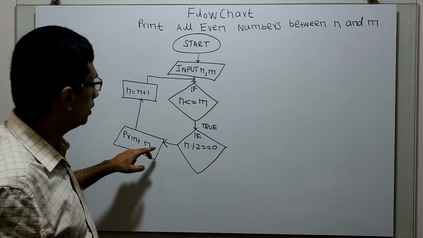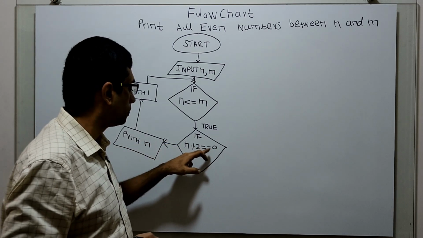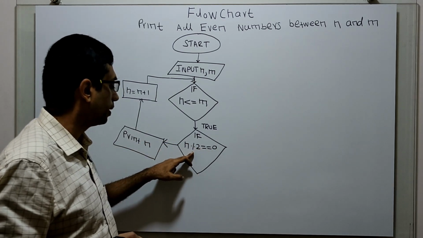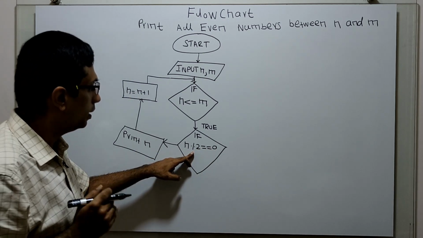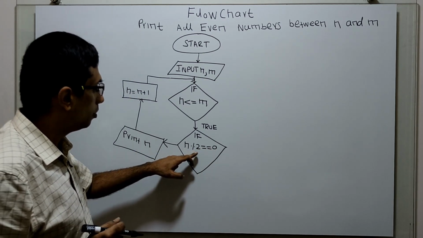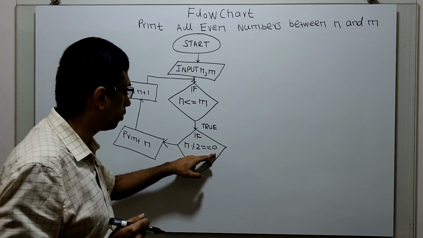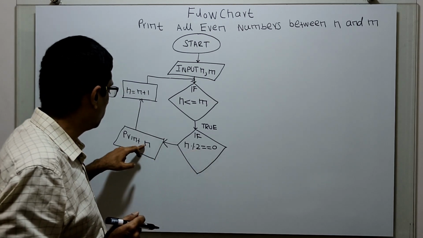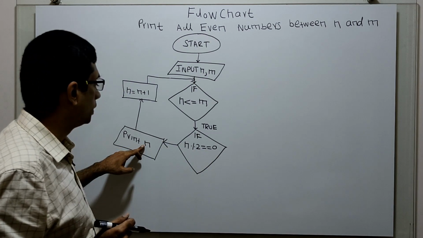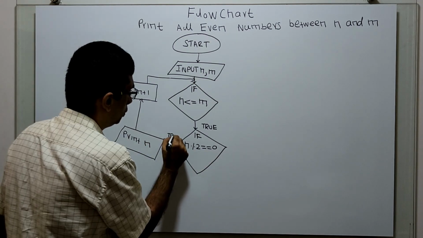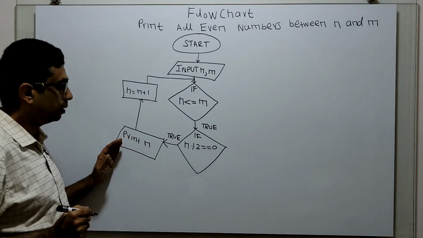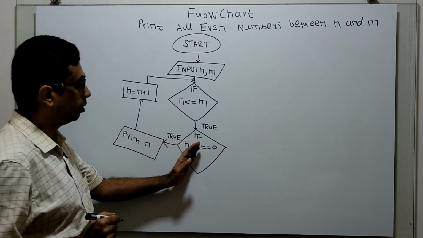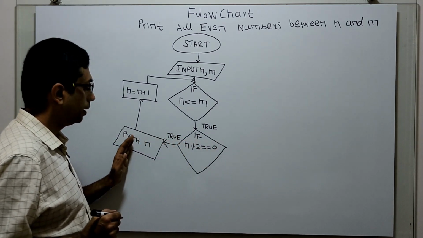Why is n printed? N modulo 2 returns 0. The modulo operator returns the remainder. If it returns 0, that means the number is an even number. If you divide any even number by 2, the remainder is 0. So the condition is true, and the number will get printed here. If the condition is true, I am printing n.